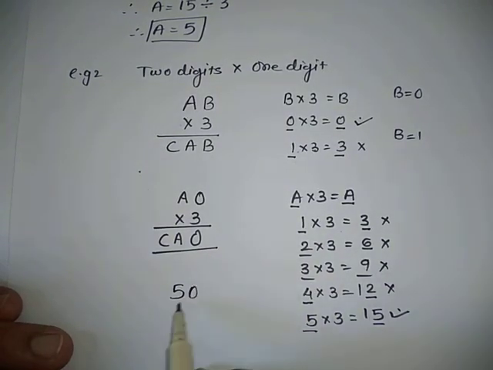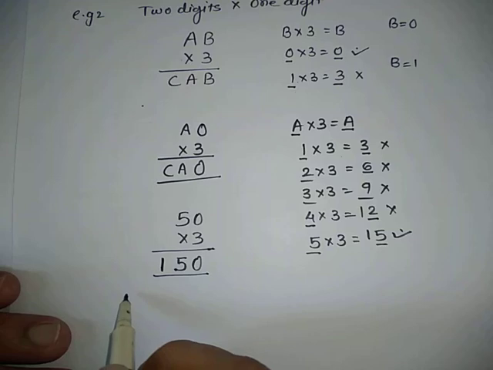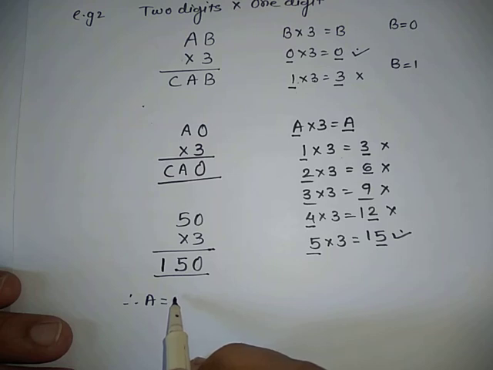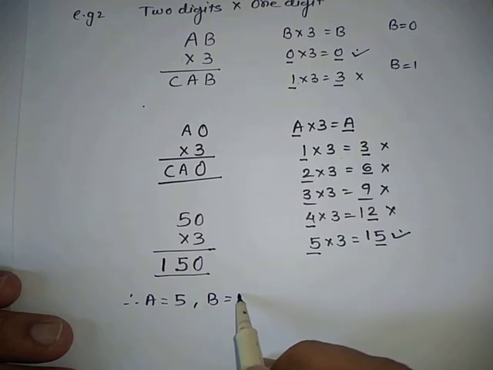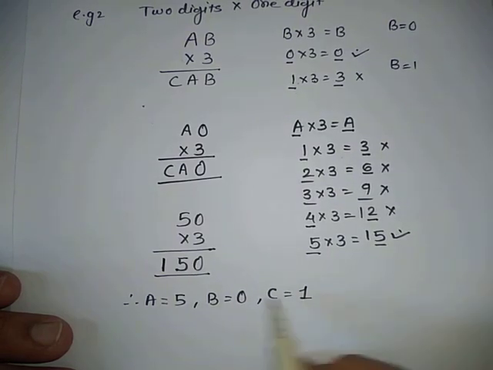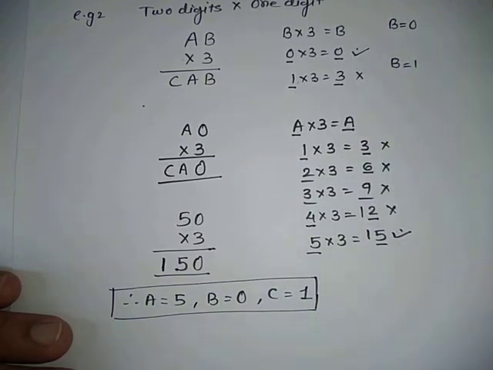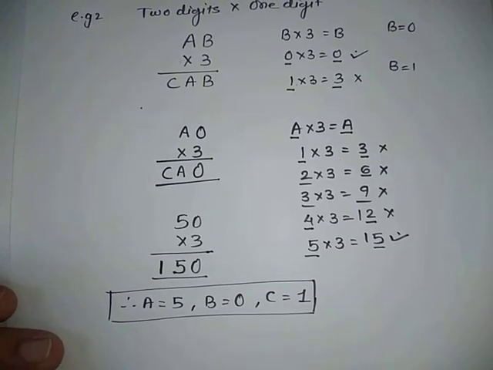So 50 multiplied by 3. Okay, 3 zeros are 0, 3 5s are 15. So 5, the value of a is the same as before, and carry over 1. But here there is nothing, that means it will be 1. So 150. Therefore a is equal to how much? 5. B is equal to 0 and c is equal to 1. Hope this much is clear to everyone, and we can proceed to many more sums in our exercise.